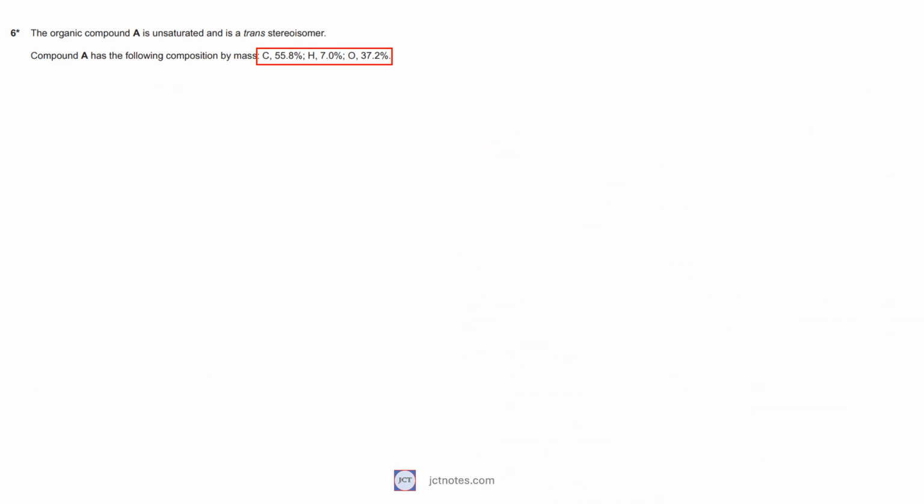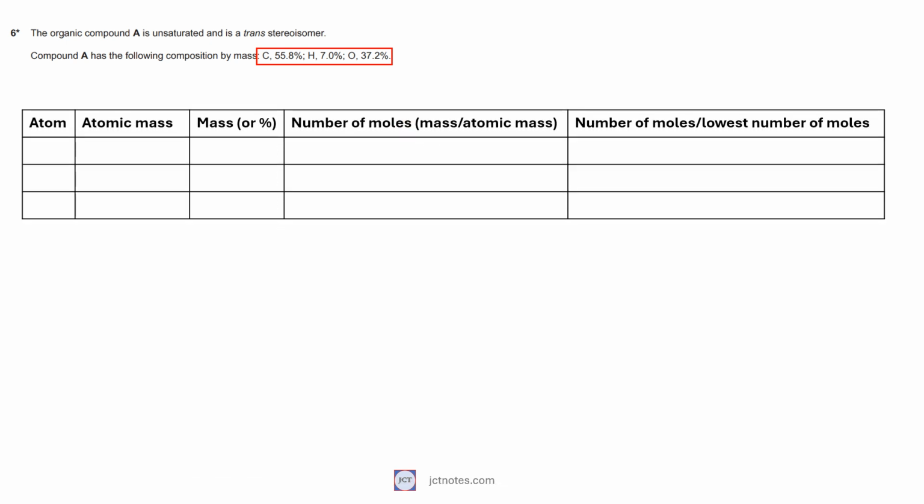To calculate the empirical formula, I always create a table with 5 columns. The first column is for the name of the atom. The second column is for the atomic mass. The third column is for the mass percentage of each atom. In the fourth column I calculate the number of moles by dividing the mass by the atomic mass. In the last column, I divide each number obtained in the previous column by the lowest number in the previous column. The first and third columns are filled with the data of the problem. The second column is filled with data from the periodic table.